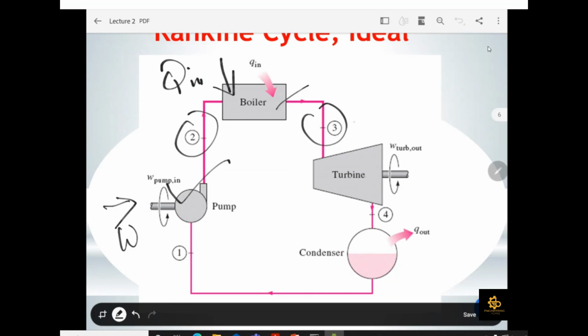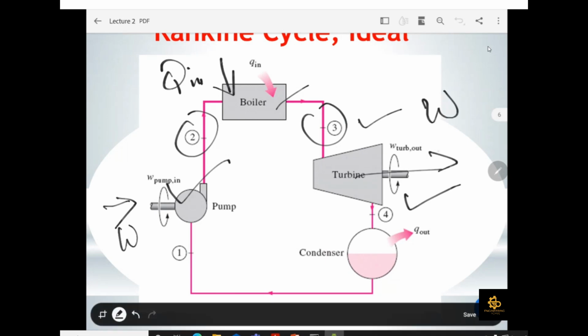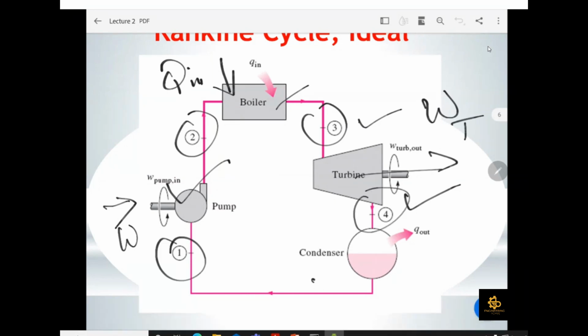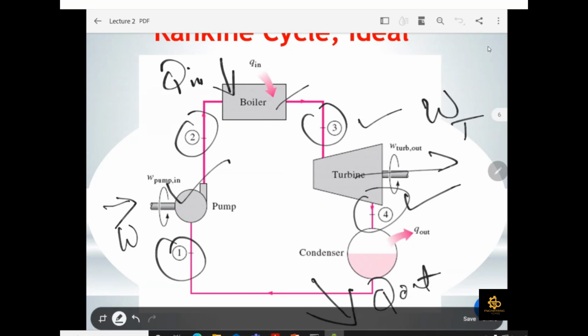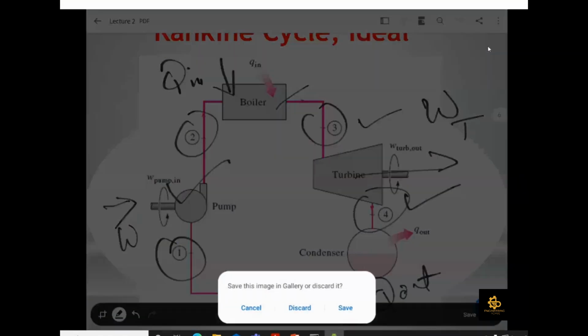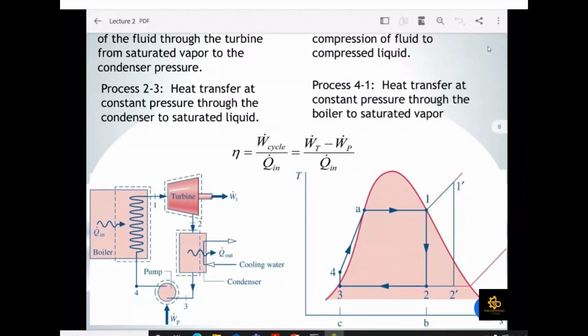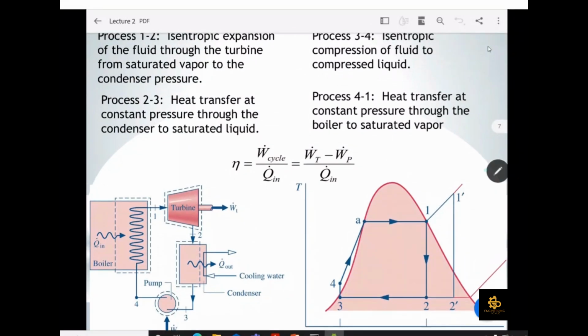At point 3 to 4, there will be a turbine where you are going to produce some work. So this is your work turbine. Then there will be 4 to 1. This is your heat sink where you are going to reject your heat. So this is your Q out. These are the four major components of the Rankine cycle, the ideal one. I will explain the difference between the ideal and the real Rankine cycle in a later lecture. Right now you are focusing only on the ideal cycle. So this is how it looks.